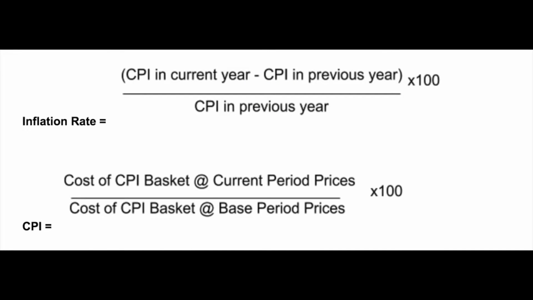So, you may ask, how did we find the inflation rate from year to year? Well, with this handy-dandy equation, we find the inflation rate by CPI in current year minus the CPI in previous year divided by CPI in previous year times 100.